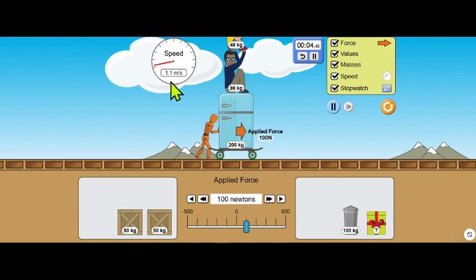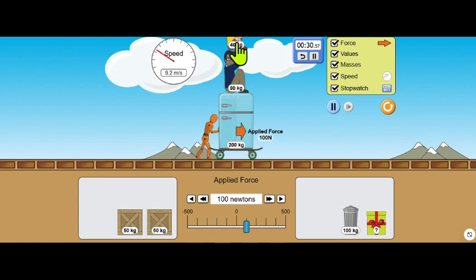We can see it's moving very, very slow. We increase the mass at the same force. It's moving very, very slow. Can we see how slow it is? Now it means that the mass of a body is directly proportional to the force. If the mass increases, it affects the force applied.